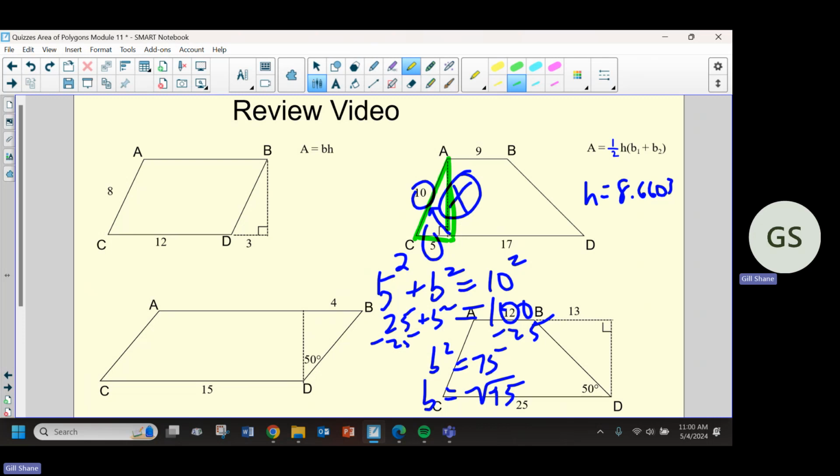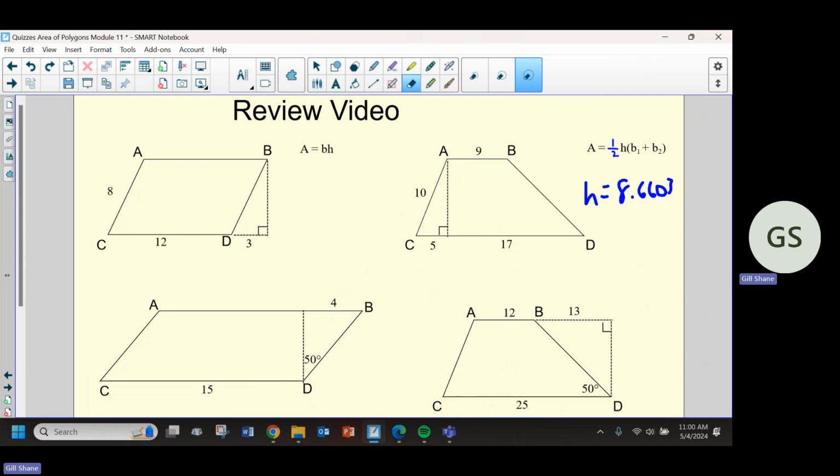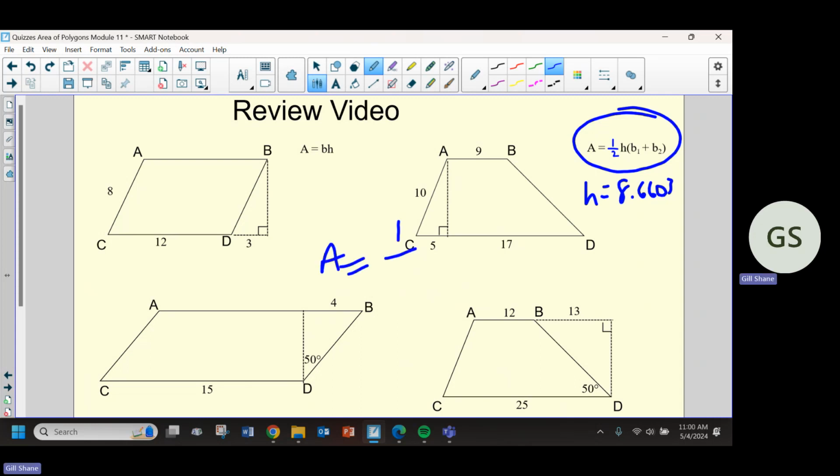I'm going to get rid of all of this stuff over here, since I'm going to need the height in my formula. All right, so next, I know the height. Now I can use my formula. Again, I gave you that formula on the quiz. So I just need to say area equals 1/2 times the height, 8.6603. Now again, be careful when you do the bases.